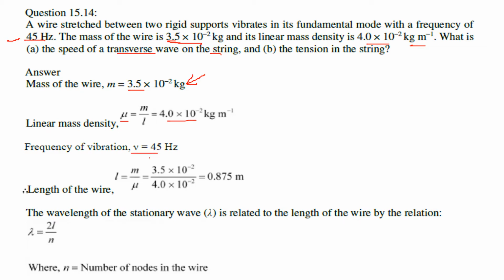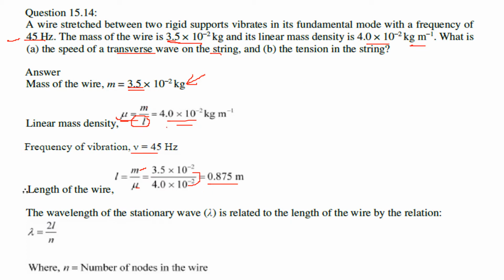So frequency is given. Now how to find the length? You can take length as m divided by mu. Mass is given to us, mu is also given to us. So mass by mu is your length, 0.875. This is the length of the wire.